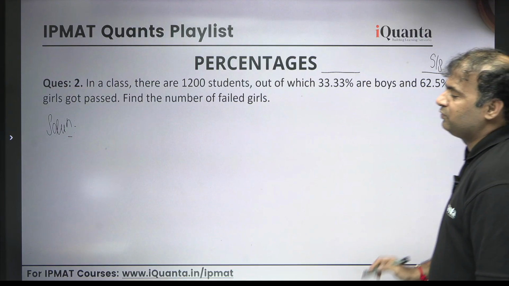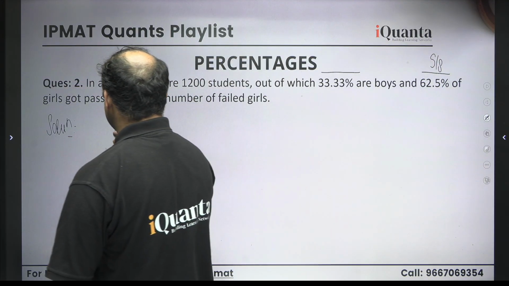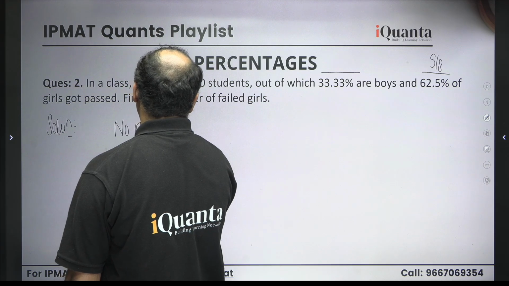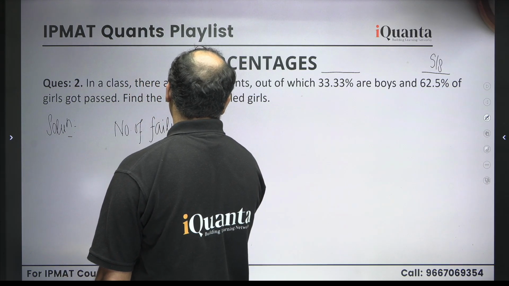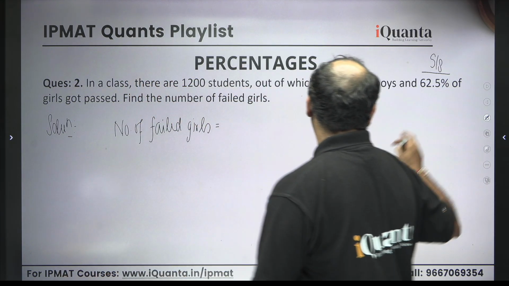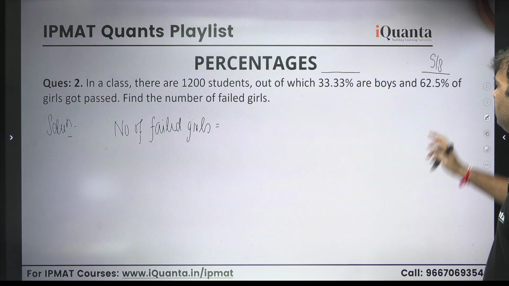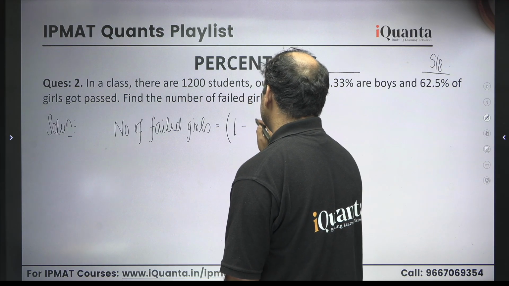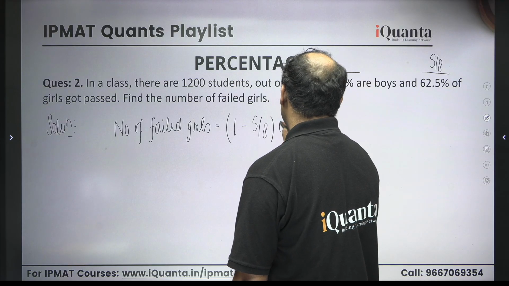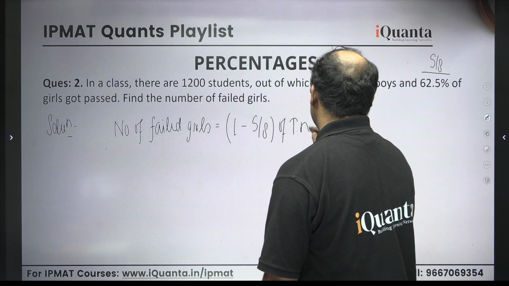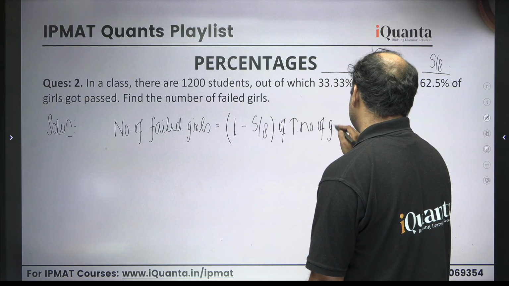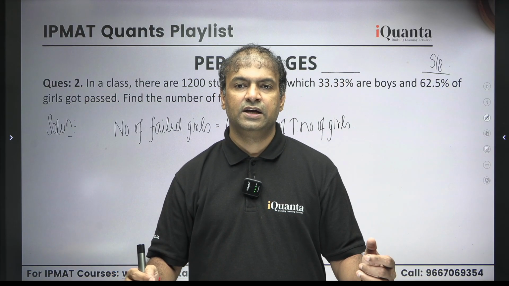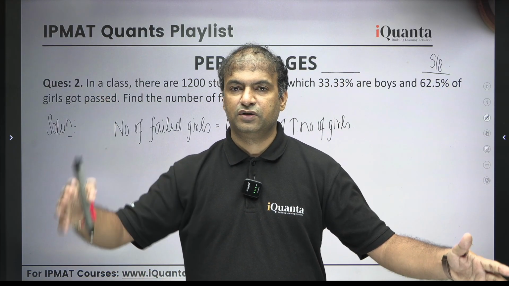So what about the number of failed girls? See guys, the number of passed girls we can say is 5 by 8. Simple as this, right? So the number of failed girls should be 1 minus 5 by 8 of the total number of girls, right? Among the girls there are two kinds of segments. One is the passed girls and the second is the failed girls.